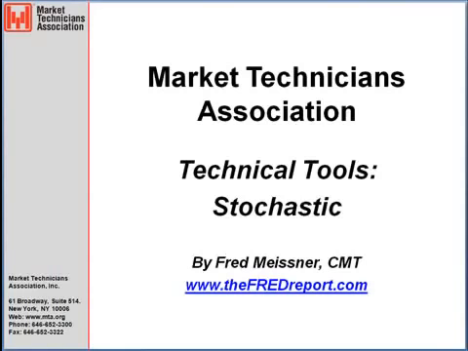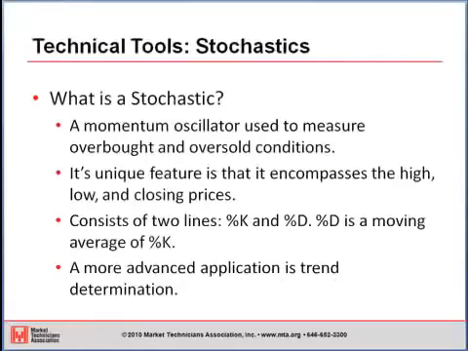We're going to discuss the stochastic oscillator, which is one of my favorite tools at the Fred Report, which is my company where I write technical analysis research. What is a stochastic? The stochastic is a momentum oscillator used to measure overbought and oversold conditions. The great thing about the stochastic is that it encompasses the high, low, and closing price in the formula, so it encompasses all of market action. Many momentum oscillators and moving average systems and such only use the closing price. That is a defect in those systems which the stochastic eliminates.